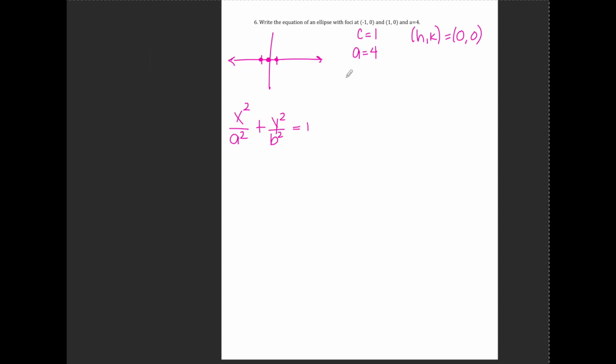I still need to figure out b. So I know c squared is equal to a squared minus b squared. c squared, so 1 squared is 1. 4 squared is 16. So we're going to get b is the square root of 15. And now I can just plug in. x squared over 4 squared, which is 16, plus y squared over root 15 squared, which is 15, equal to 1.